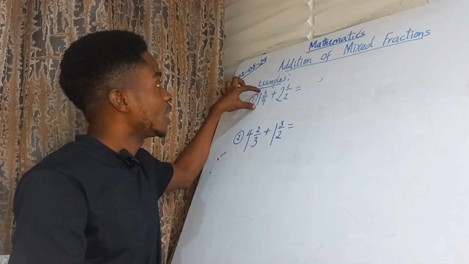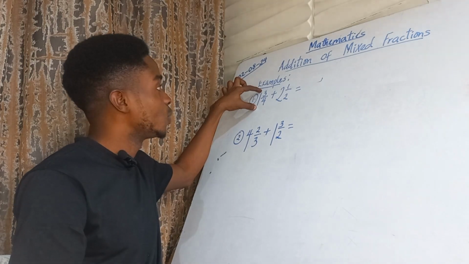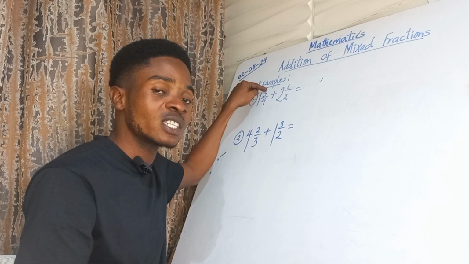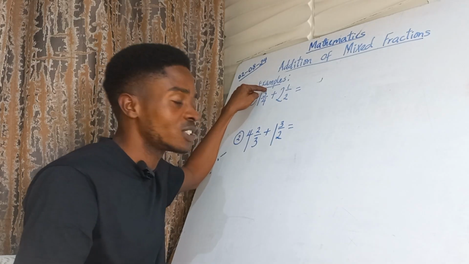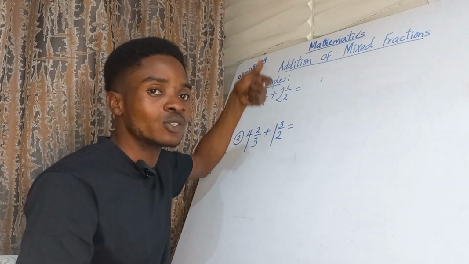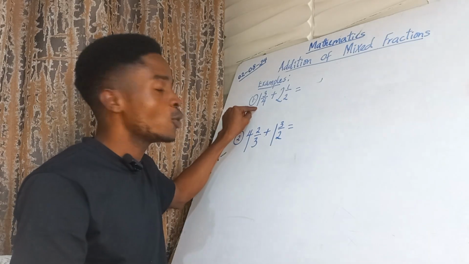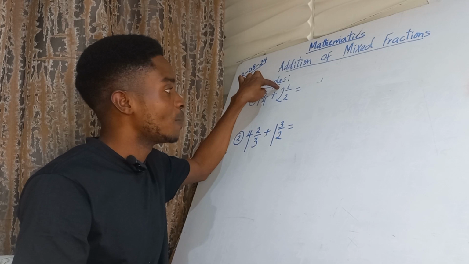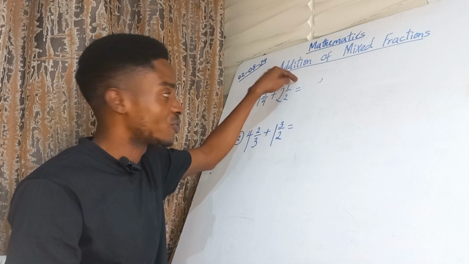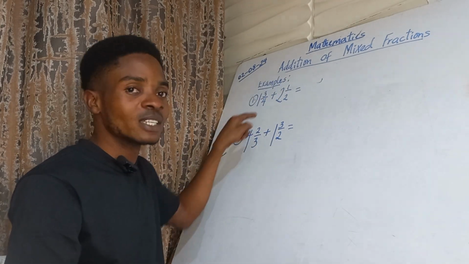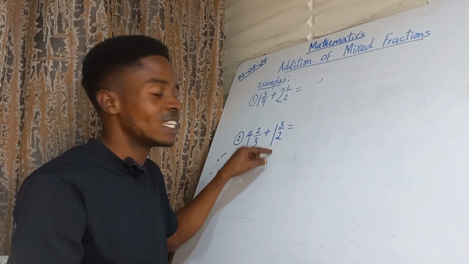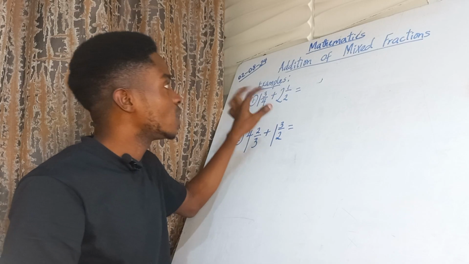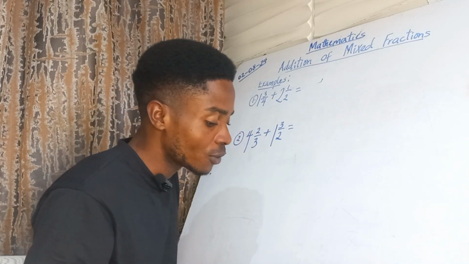We have a whole number together with a proper fraction. Do not forget that in our previous video, we said a proper fraction is a fraction that has a smaller numerator and a bigger denominator. In this case, a whole number together with a proper fraction. In this case, a whole number together with an improper fraction. Right? So let us quickly look at how to solve this.